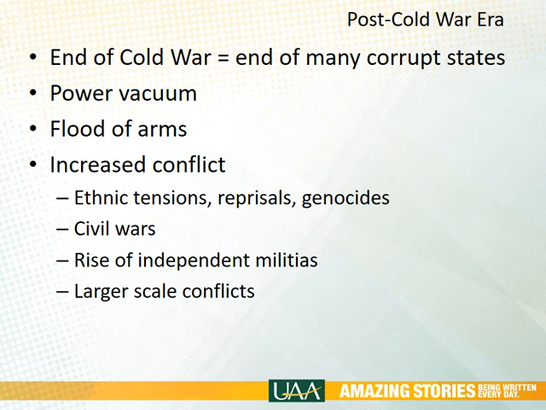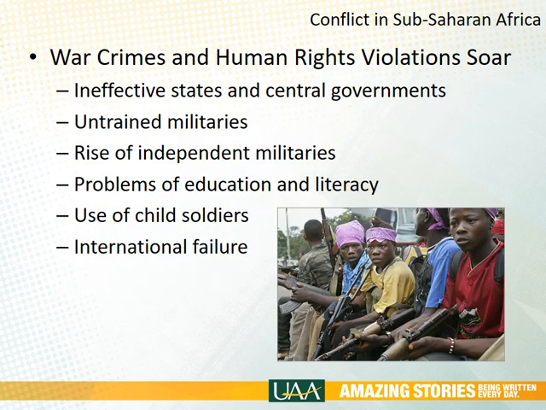Major civil wars flared throughout large portions of sub-Saharan Africa, and you had the rise of independent militia groups who were completely untrained and not really loyal to anybody, which led to large-scale civil war and conflicts, and a few conflicts that spilled outside of countries, leading to essentially regional wars within sub-Saharan Africa. As a result of all this new conflict, there were significant numbers of war crimes and human rights violations taking place in sub-Saharan Africa in the aftermath of the end of the Cold War.